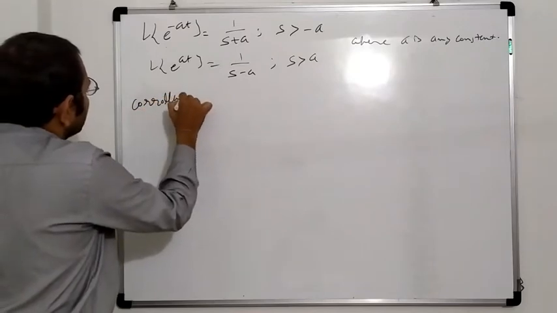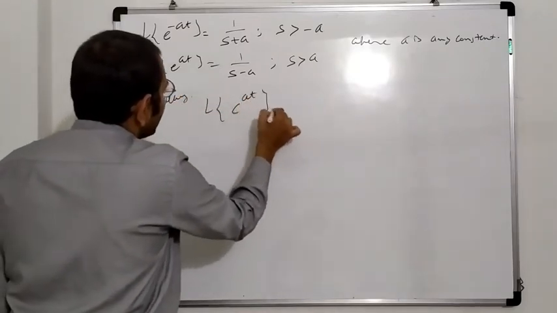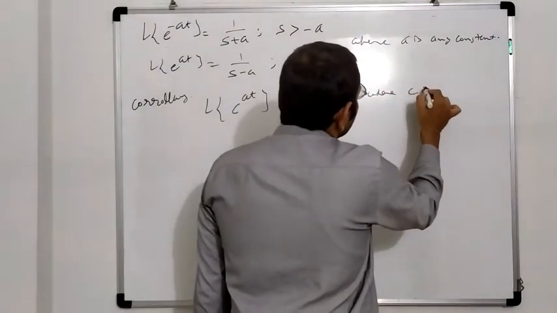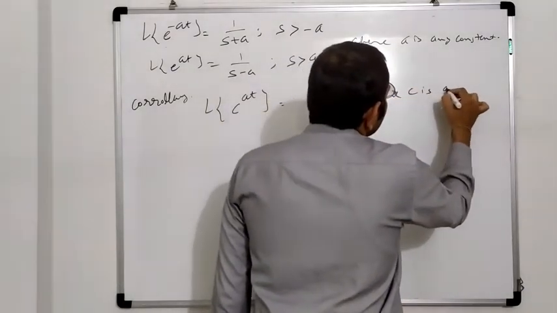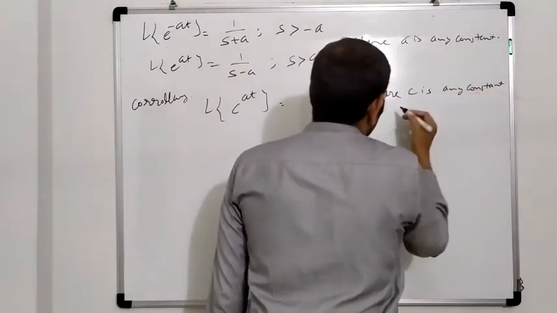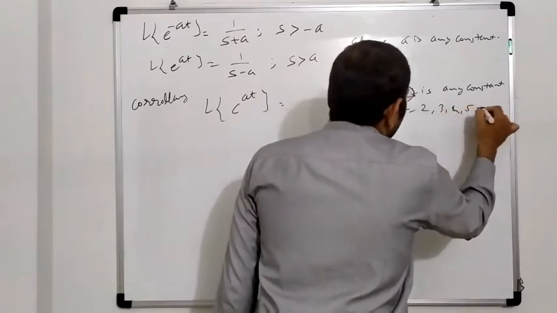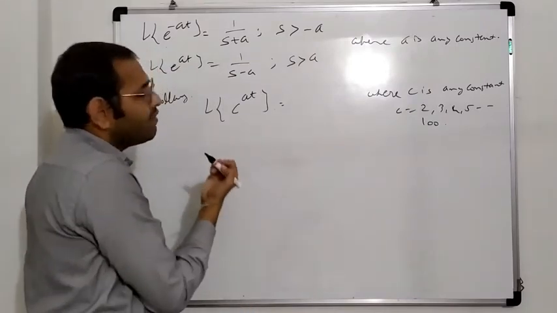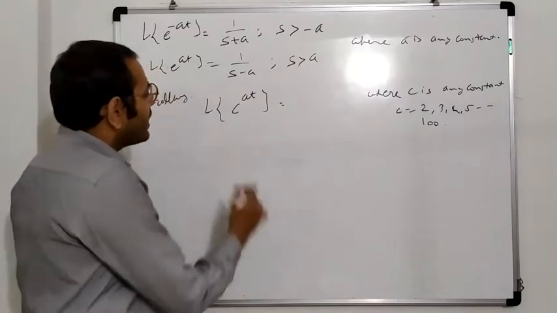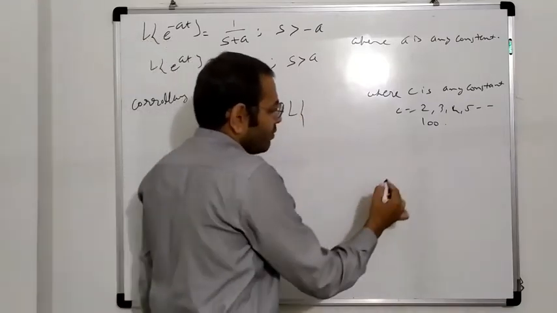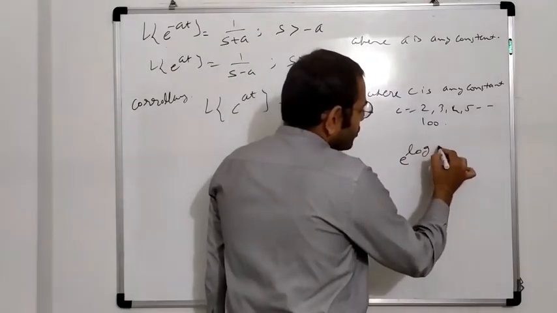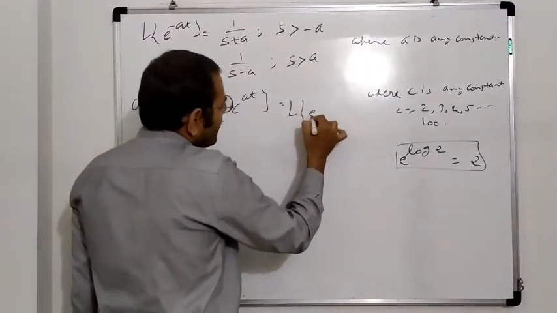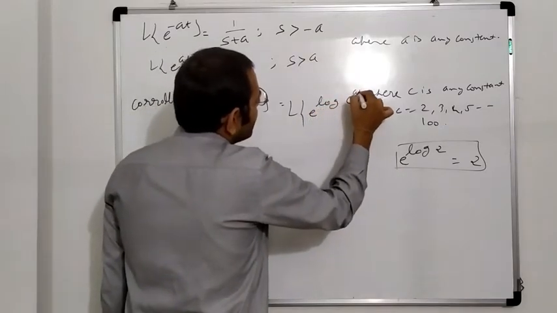Corollary: Laplace of c raised to at. How can we find it, where c is any constant term, meaning c equal to 2, 3, 4, 5, etc. Maybe 100. Then to find the Laplace transform of c raised to at, we convert it in terms of logarithm, meaning e raised to log 2 we can write as 2. Then here c raised to at is e raised to log of c raised to at.